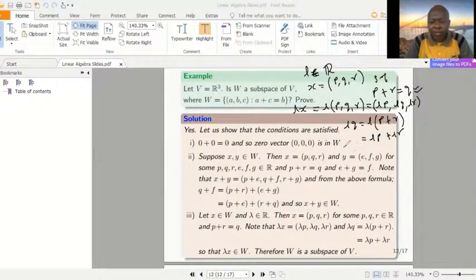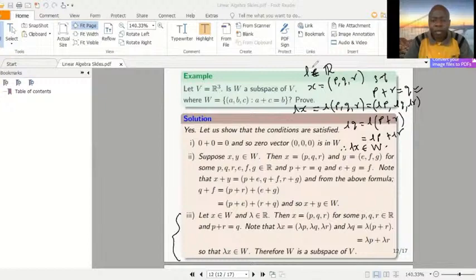What this means is that lambda x is in W. That is what it means. And that proof is clear. You can follow it later. I've already explained what I was doing.